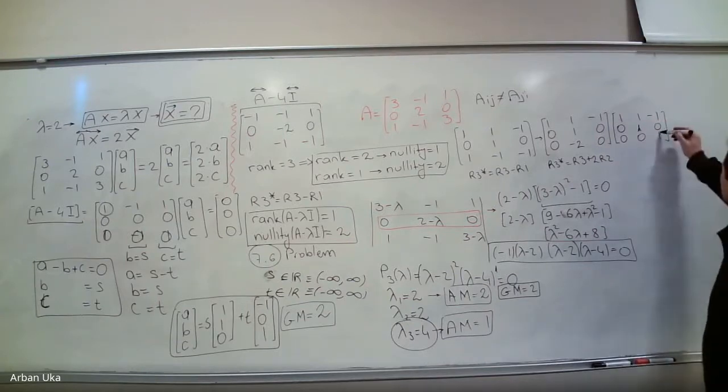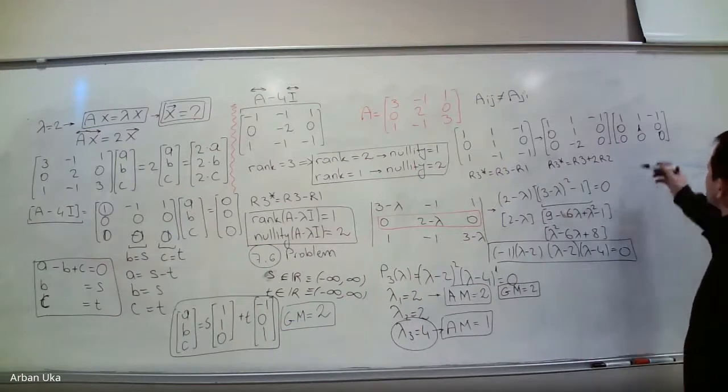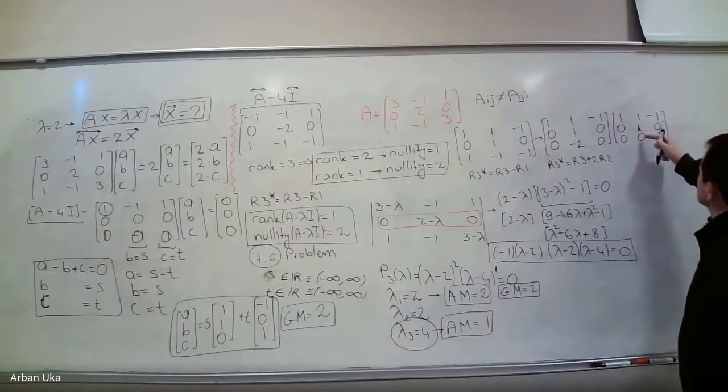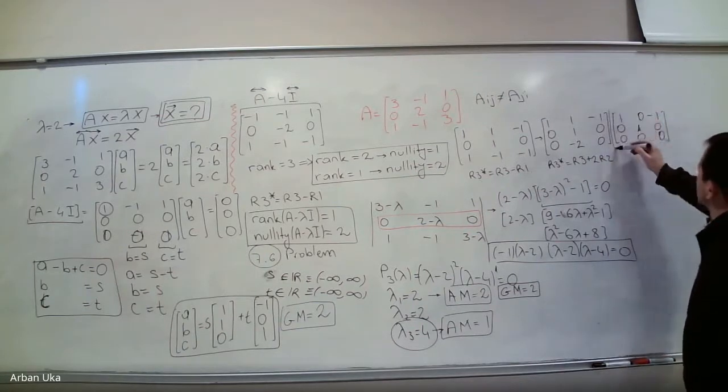Sorry, this is 0. Professor, for the reduced row echelon form, I got -1, -1, 1, 0, -2, 0, and 0, 0, 0, and the rank of the matrix is 2. Okay, that's true, but this is also true. From this stage, we can subtract the second row from the first one. So the reduced row echelon form of this matrix looks like this.